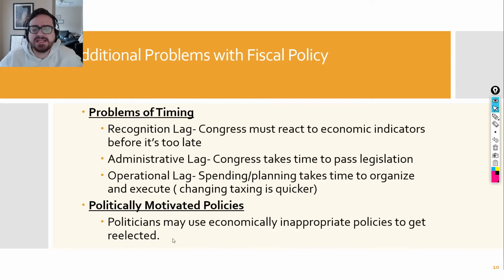So they might use economically inappropriate policies to get reelected. And again, here the most obvious thing is expansionary policies, because expansionary policies are the popular ones, right?